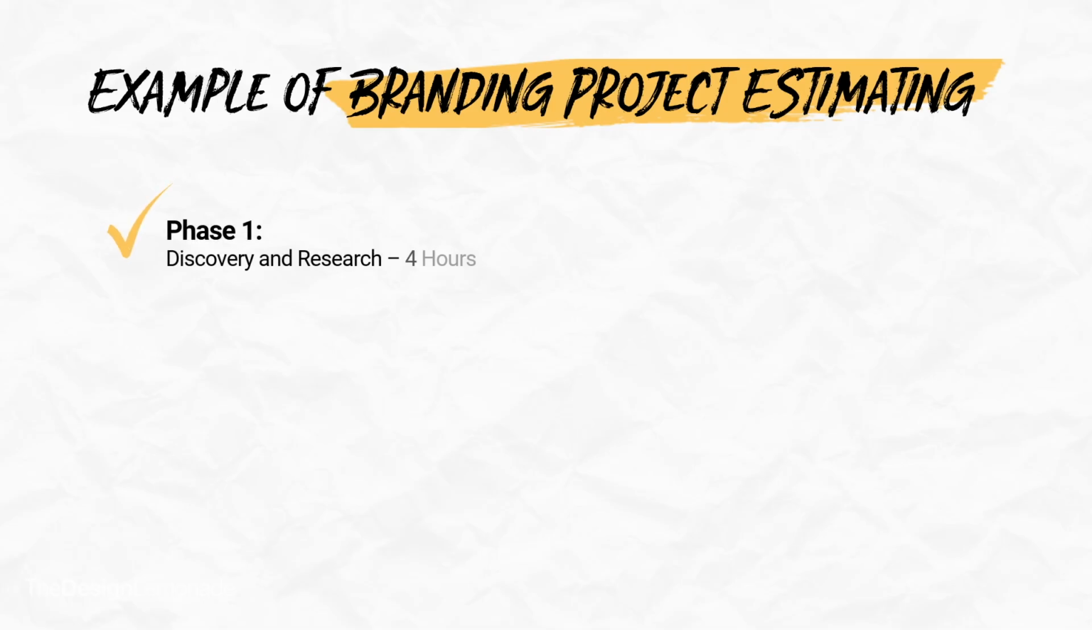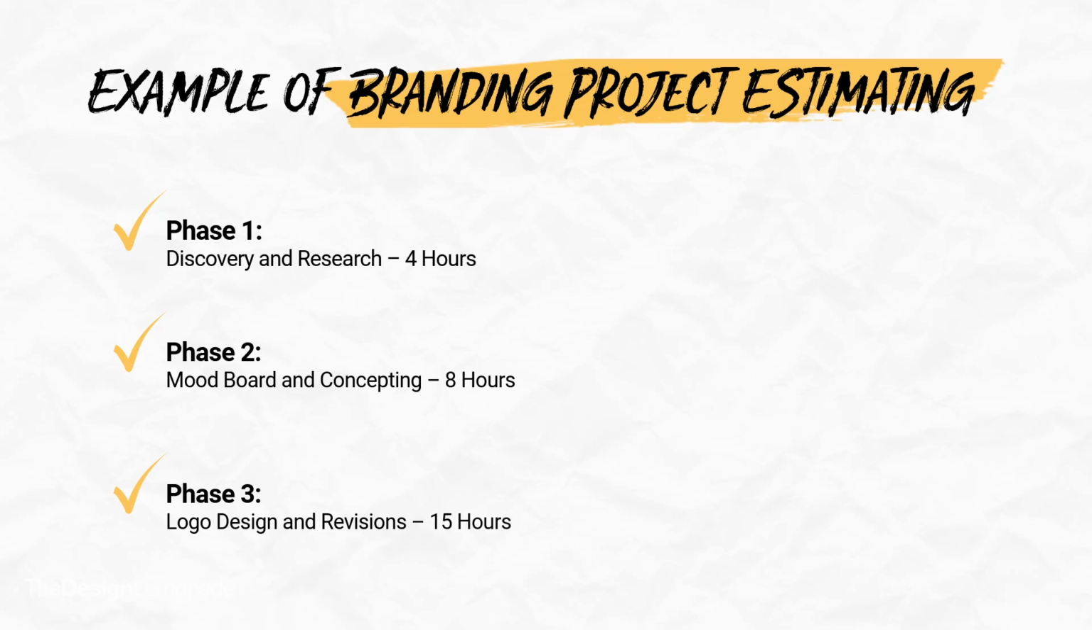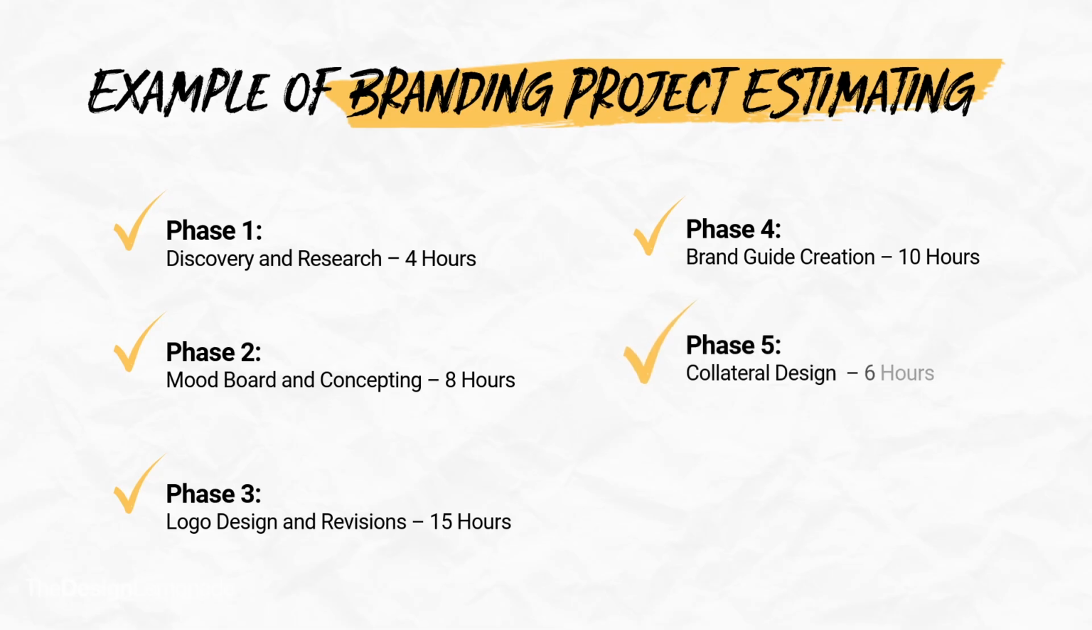Phase 1, Discovery and Research, 4 hours. Phase 2, Mood Board and Concepting, 8 hours. Phase 3, Logo Design, 15 hours including 3 rounds of revisions. Phase 4, Brand Guide Creation, 10 hours defining colors, typography, usage. Phase 5, Collateral Design, 6 hours, business card, letterhead.